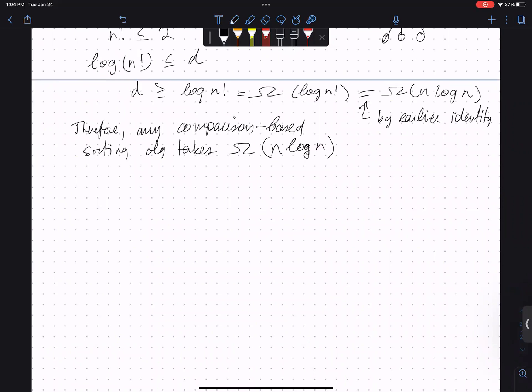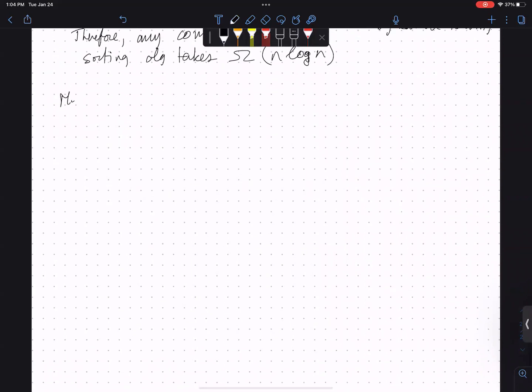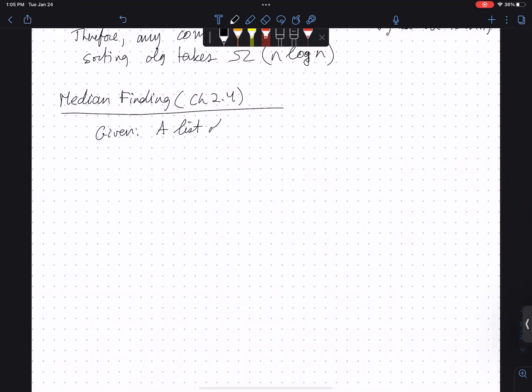Okay, let's move on to a problem called median finding. This is chapter 2.4 in your book. So you're given a list of numbers S, and you're looking for the median. Remember, the median is the element so that half of the list is smaller and half of the list is bigger.